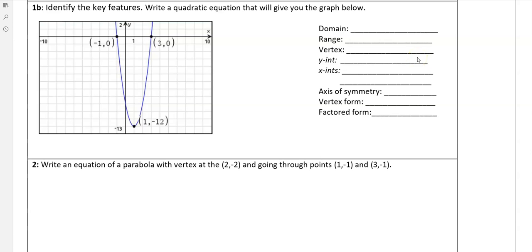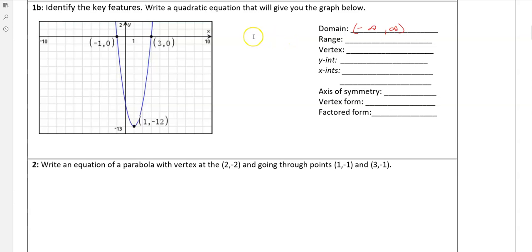Okay, on number 1B, we need to come up with a quadratic equation that will give the graph below and identify all the key features. I'm going to start with the key features because we already have the graph, so they should be pretty easy to find. The domain for any parabola, since it goes on forever to the left and forever to the right, is going to be the same. So that is going to be from negative infinity to infinity for the domain.